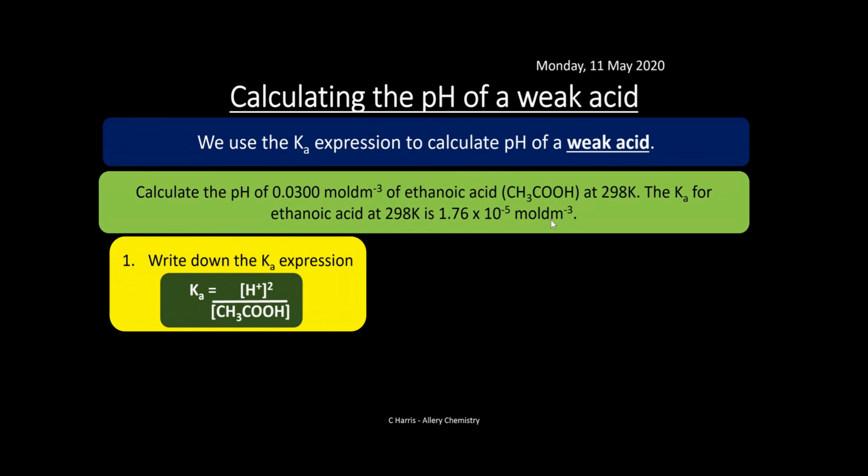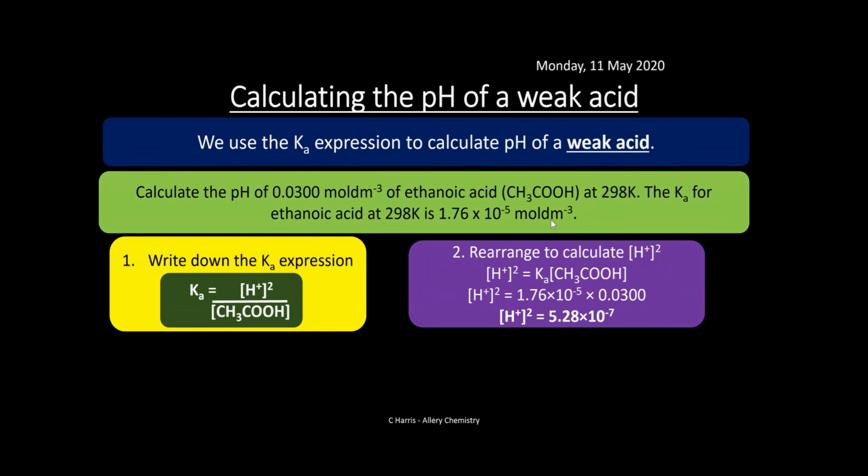So we're going to write down the Ka expression. That's the first thing that we do. Ka is H plus squared divided by the concentration of ethanoic acid. We looked at that last time, and that's the simplified equation that we've seen before. Then we need to rearrange this equation to calculate H plus squared. So H plus squared is Ka times the concentration of ethanoic acid.